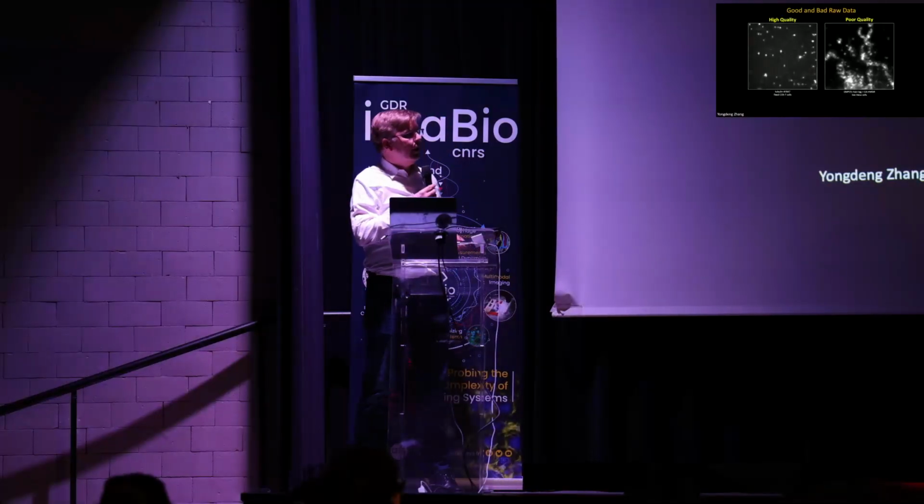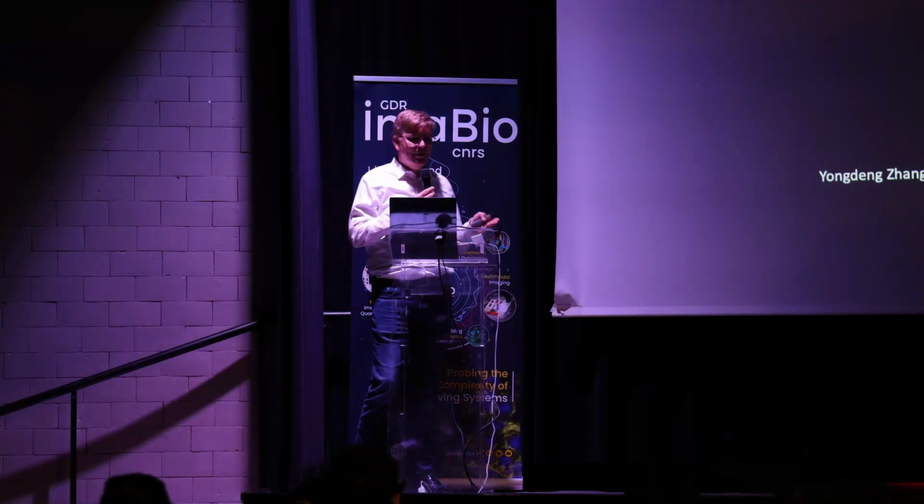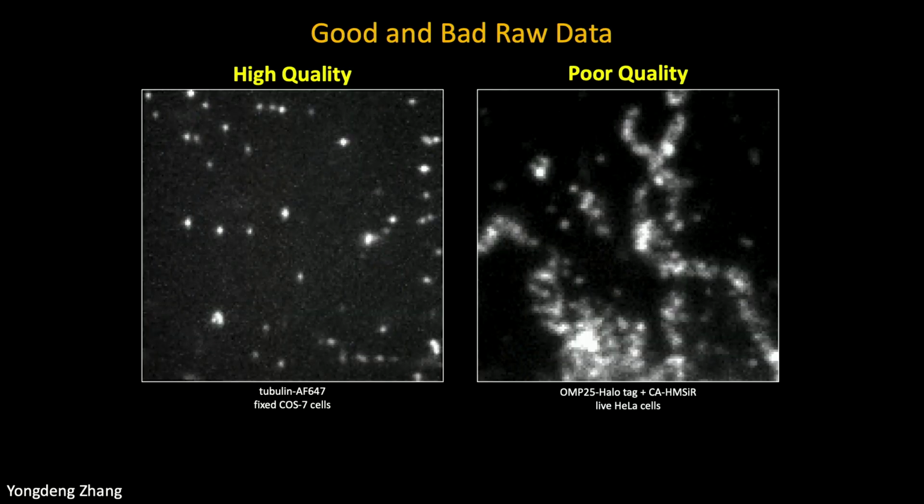So how does this blinking now look, and how can I actually tell good from bad blinking data here? And this is actually very important. We'll come back to that a couple of times later if you want to get a high quality single molecule localization data set. So here on the left, you see a high quality data set. On the right, you see a poor quality data set.